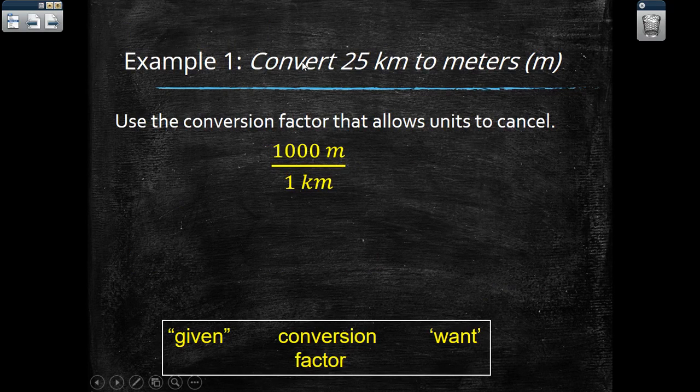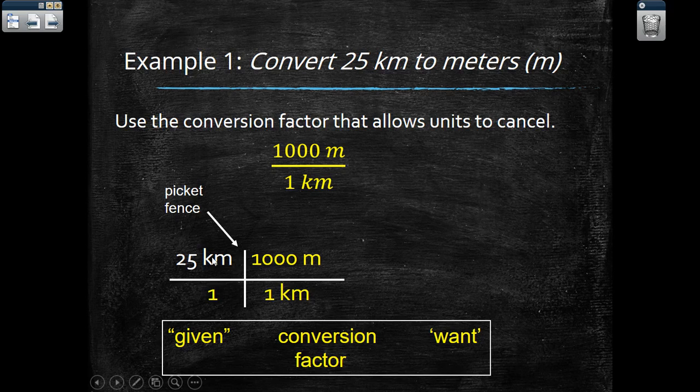All right, same example. We're actually going to work this one. Convert 25 kilometers to meters. Use the conversion factor that allows units to cancel. Well, if we think about it, they've given us 25 kilometers, so that's going to be on the top of the left side of the post. So we need the kilometers to be on the bottom on the right side of the post. So here's my image. There's the picket fence. You see the post there. Let's fill this in.